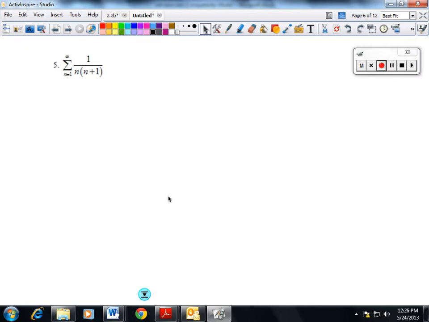This one, the limit does go to 0. So as far as the nth term test is concerned, you know nothing. This is a special type of series. It's called a telescoping series. If I decompose it into partial fractions, it ends up being 1 over n minus 1 over n plus 1.